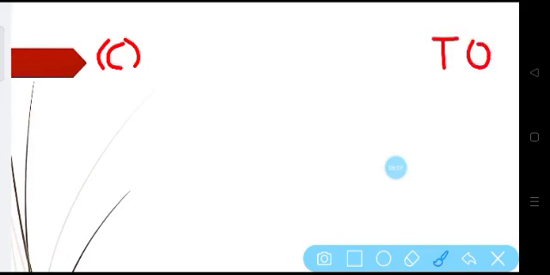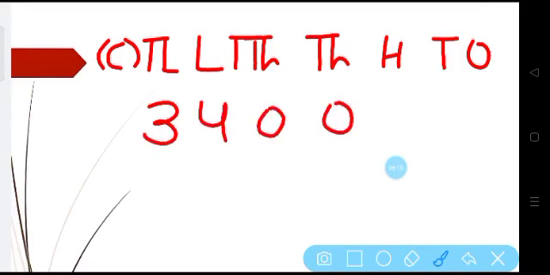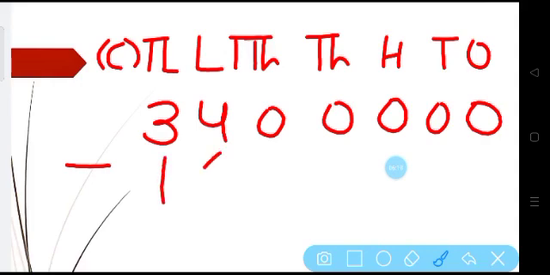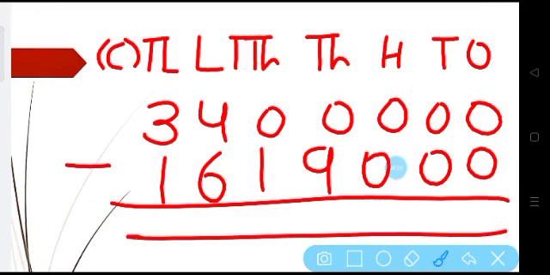Ones, tens, 100, 1,000, 10,000, lakh and 10 lakh. Okay, so they have given you 34 lakh. So first you will write here 34 lakh, and then they have given you 16 lakh 19,000. Again you have to subtract.